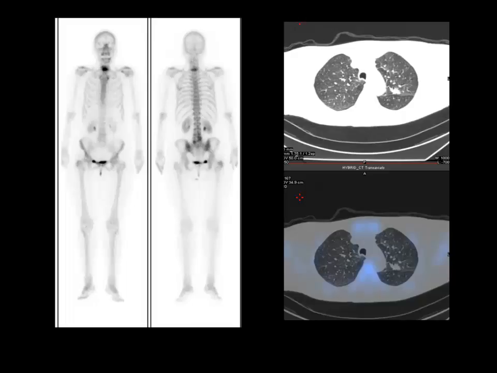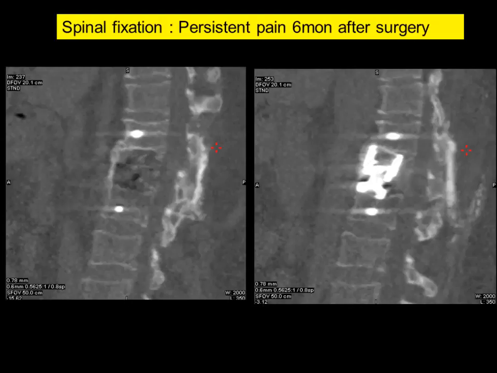The incidental finding of this patient was a lesion at the oblique fissure, a pleurally based, ill-defined nodule, and this is probably a primary carcinoma of the lung. So it's just an incidental finding. It's important not just to do a SPECT CT and look at the spine, what you have done it for, and not look for other things.